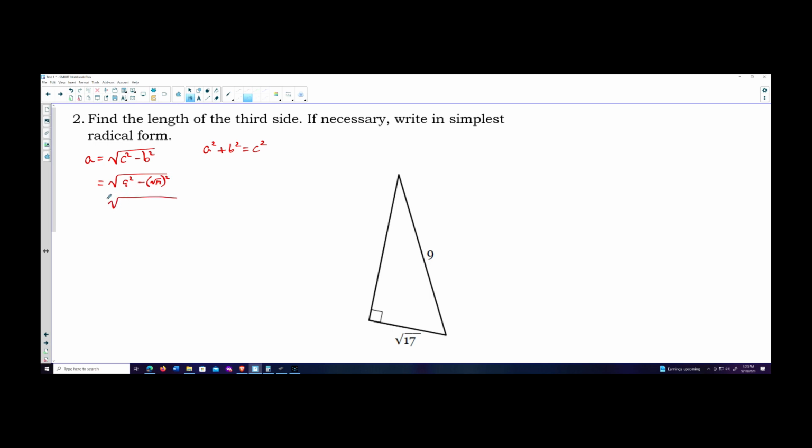which is 81 minus the square root of 17 squared. The square and square root just cancel each other, so it's just 17. That equals the square root of 81 minus 17, which gives me 64. And the square root of 64, which is a perfect square, remember that, is just 8. So A is 8, or 8 units, whatever the units are. In this case, they didn't give me a specific unit, so it will be 8 units.